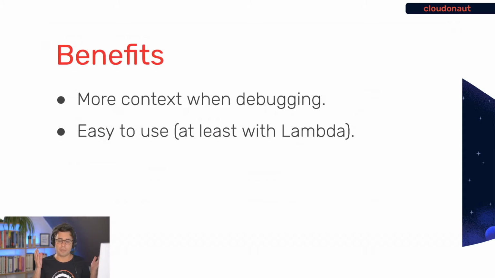And why is that beneficial? The reason is you have more context when debugging. When you get an alarm from a specific metric, you can easily filter for the log messages that correspond to those metric data and to the alarm. That is a really cool thing. Also, the embedded metric format is really easy to use, at least when you do it with Lambda. It gets a little bit more complicated when you do it from container workloads or from instances. But with Lambda, it is really easy to use. And this is something we will dive into next.